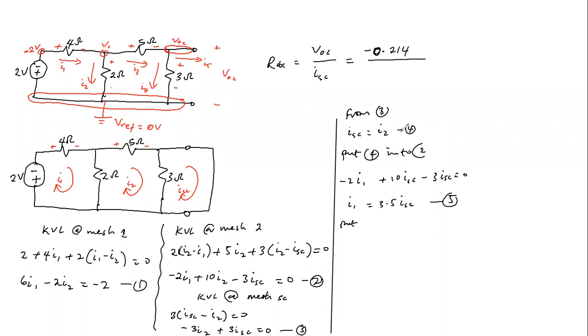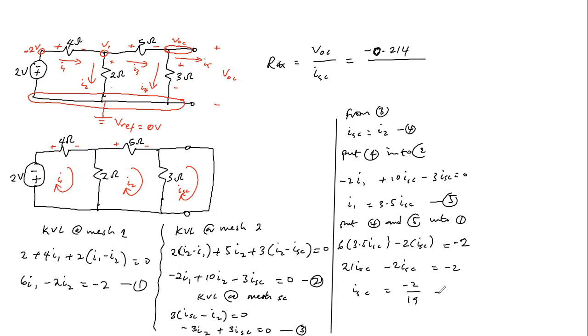If we put 4 and 5 into 1, then we have 6 times 3.5 ISC minus 2 ISC is equal to minus 2. So that will give us 21 ISC minus 2 ISC equal to minus 2, such that ISC is minus 2 divided by 19, which is minus 0.105. So the short circuit current is the same as minus 0.105 ampere.